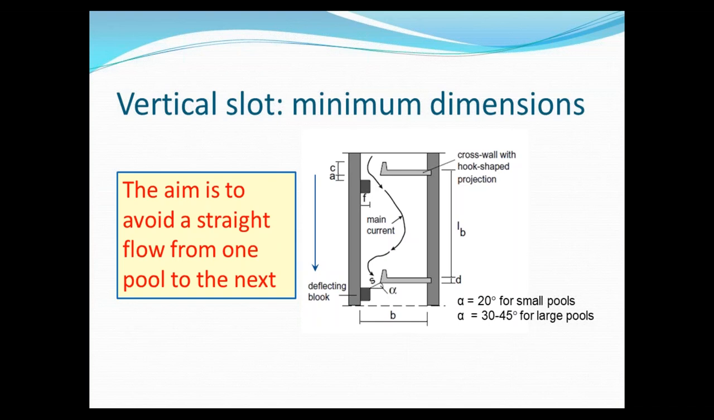It's very, very important to reach a mean current that is diverted to the center of the pool. The aim is to avoid a straight flow from one pool to the next. It's the reason why we have an angle from 20 degrees to 45 degrees in the shape of the slot.